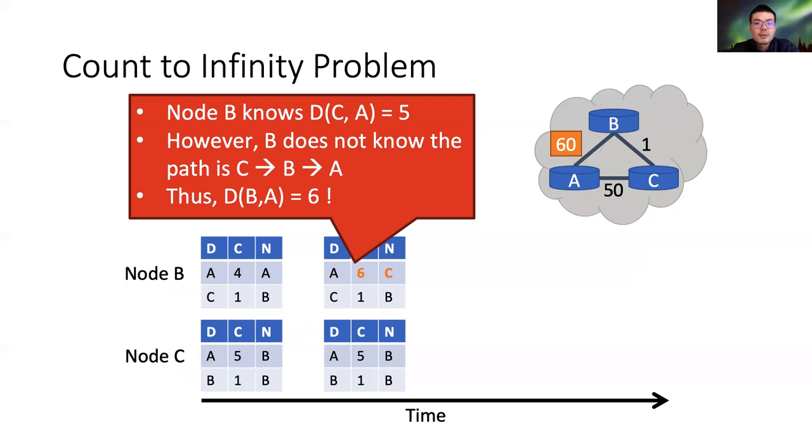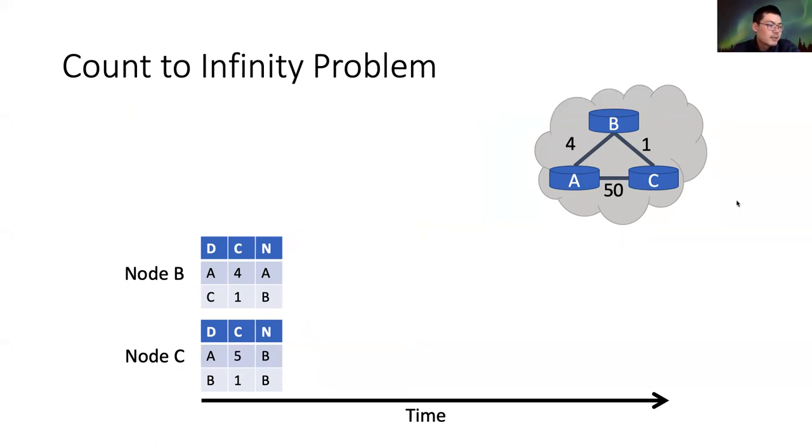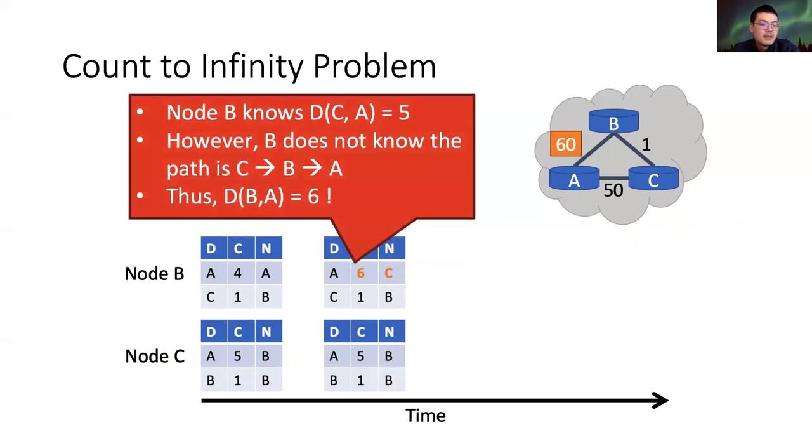Again, the problem is pretty clear. B will be routing through C, but originally we think C to A is 5, so B, C, A becomes 6. But actually C's route to A became 5 because of the old 4, C 1 plus 4, which no longer exists. That's why there's a problem here.